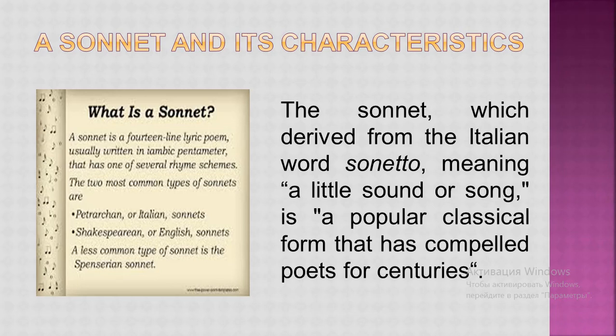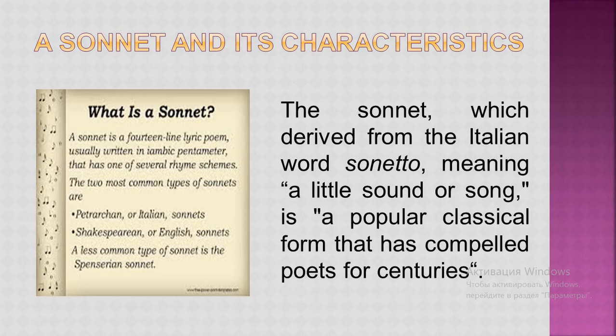But all sonnets have a two-part thematic structure containing a problem and solution, question and answer, or proposition and interpretation within their 14 lines, and a volta or turn between the two parts. Sonnets share these characteristics. 14 lines. All sonnets have 14 lines, which can be broken down into four sections called quatrains.